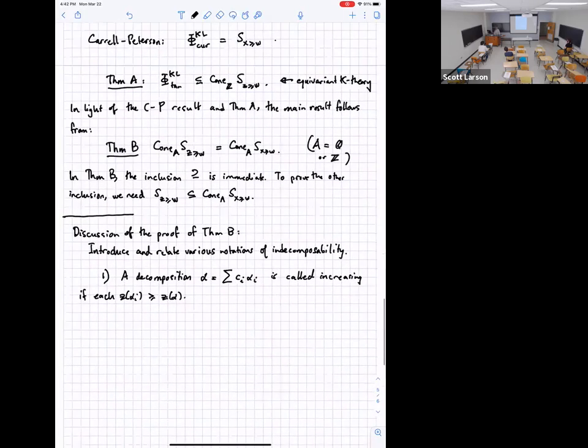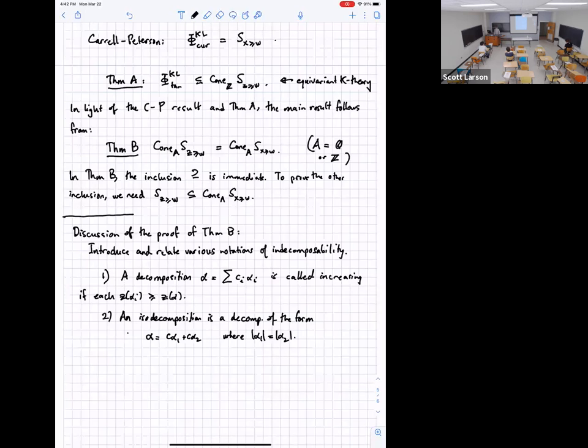And the second condition is this notion of an isodecomposition. An isodecomposition is a decomposition of the form alpha equals C alpha 1 plus C alpha 2, with the same constant C, where alpha 1 and alpha 2 are roots of the same one.